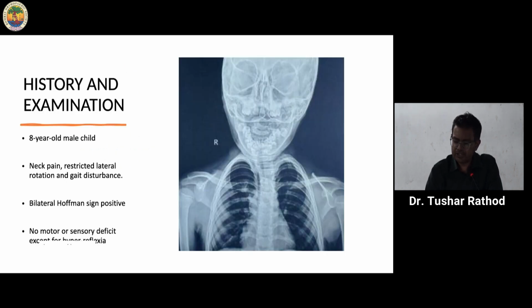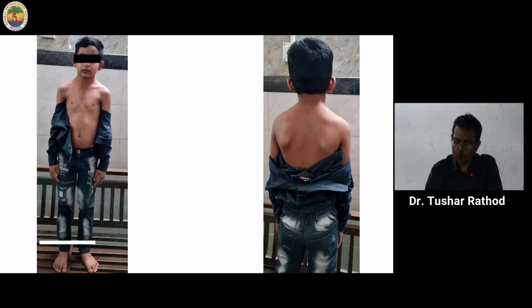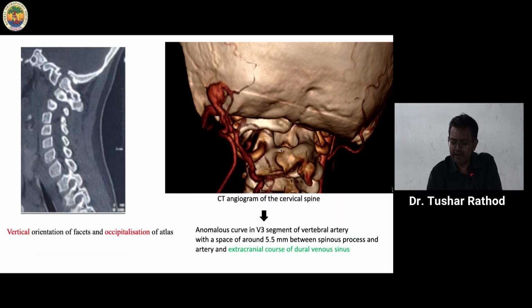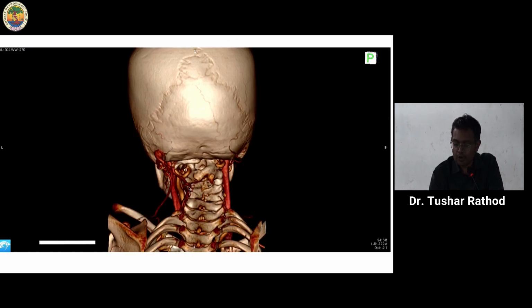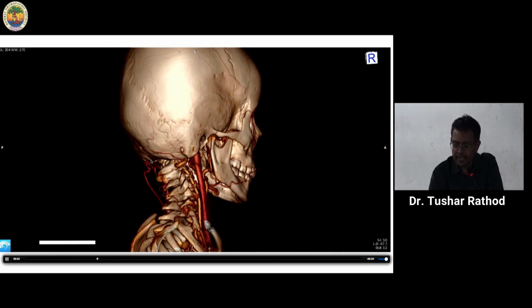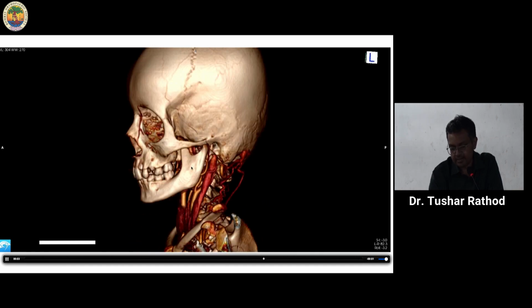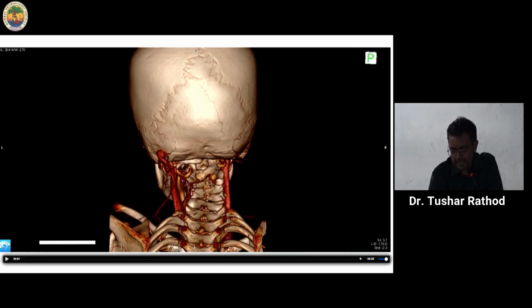Another young patient, a child with a cervical myelopathy, low set hairline. You can see that the vertebral artery on a 3D multiplanar reconstruction is just 5 mm away from the spinous process, and if you're not well prepared and if you go in, you are likely to injure a vertebral artery. Not only that, surprisingly we saw, apart from the hemi-occipitalized atlas, there was an extradural venous sinus. This venous sinus was coming from the cranium and was going into the soft tissue. This is the CT reconstruction, where you can see that the sinus is coming from the skull and it is going in the area of C2, C3.